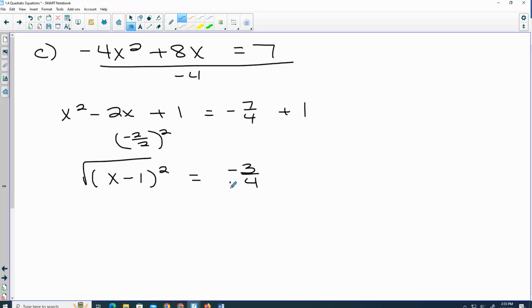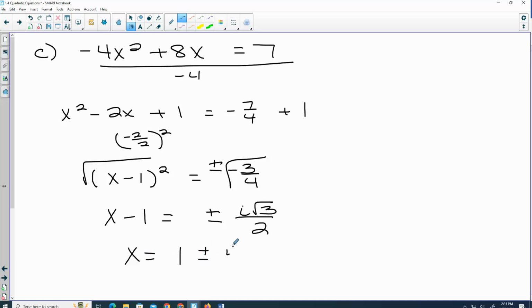Square root. Plus and minus. So x minus 1 equals plus or minus. Square root of -3 will be i radical 3. Square root of 4 is 2. Add over your 1, so 1 plus and minus i radical 3 over 2. Is that okay? Alright.